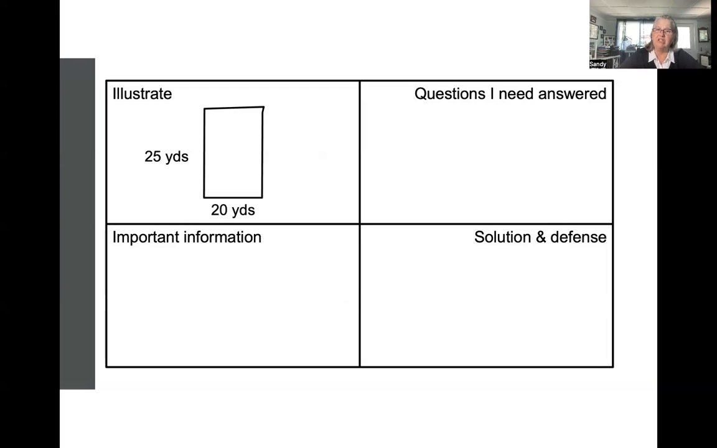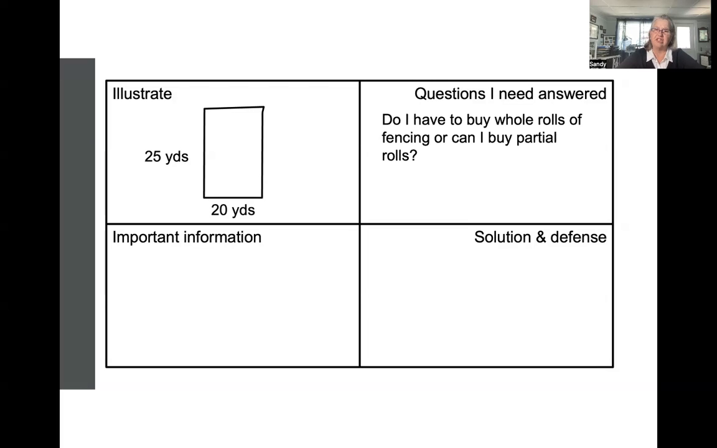I want a picture of it. And it doesn't have to be in these 4 parts, but I want these 4 things. I could have drawn a picture that also had this in feet, okay? But I start with yards. That's what I was given.